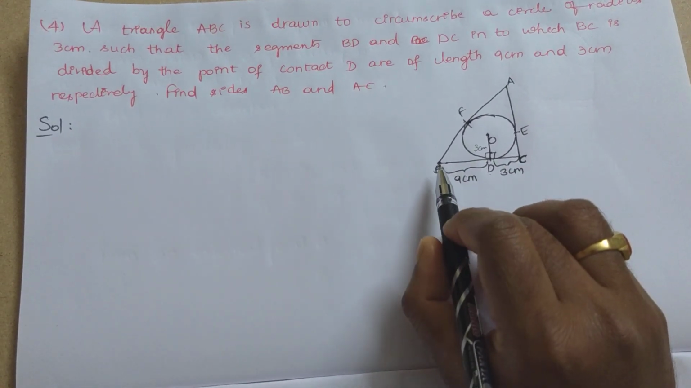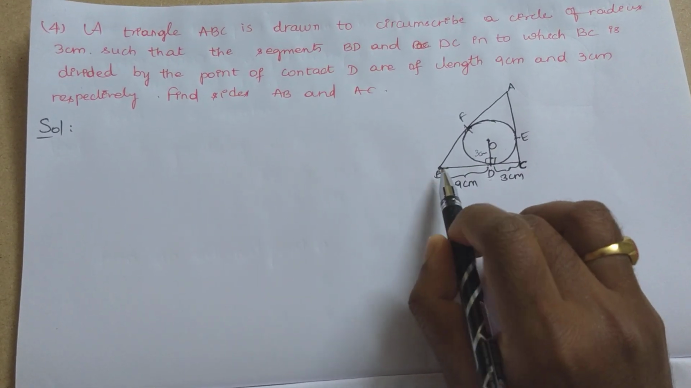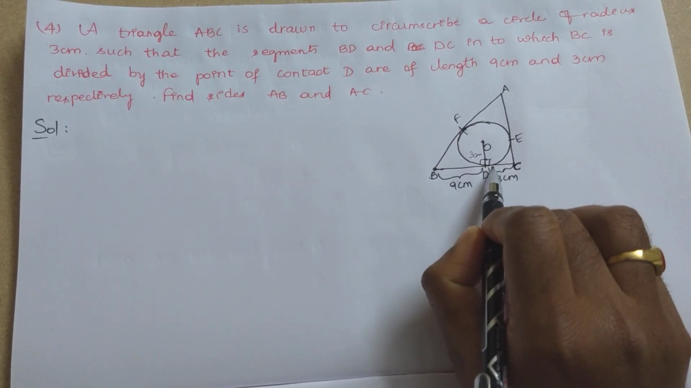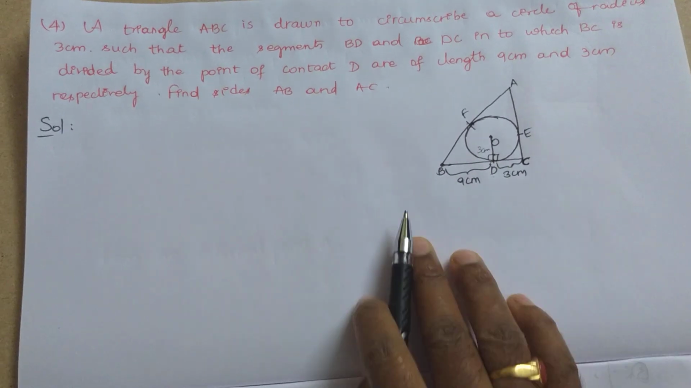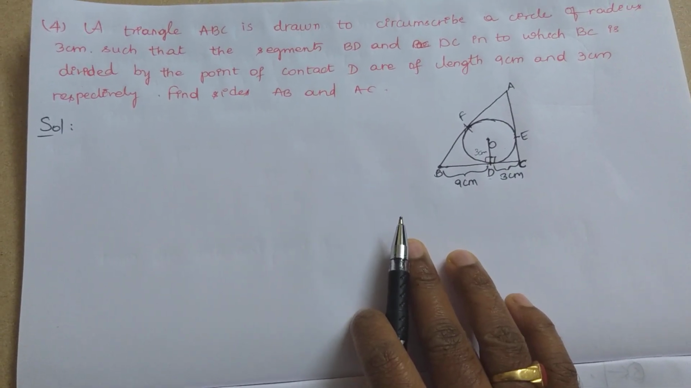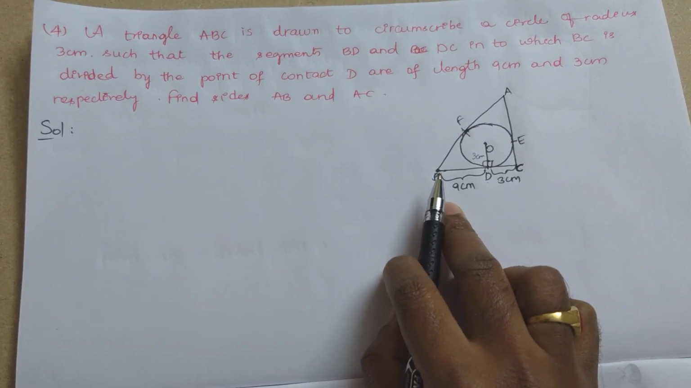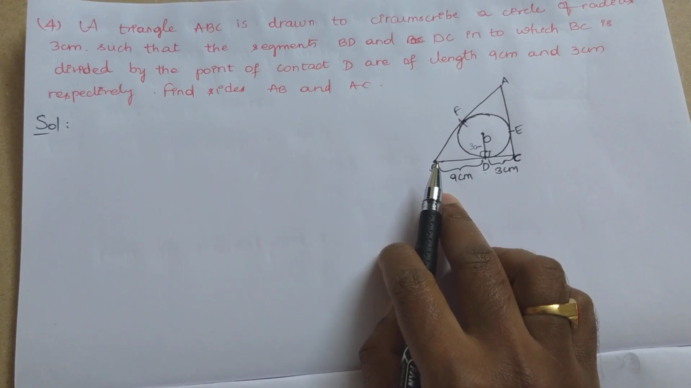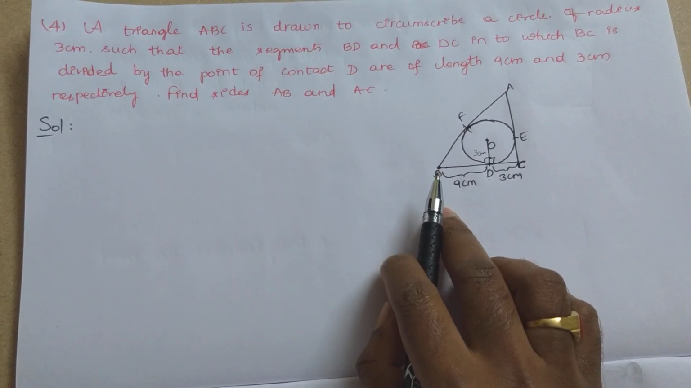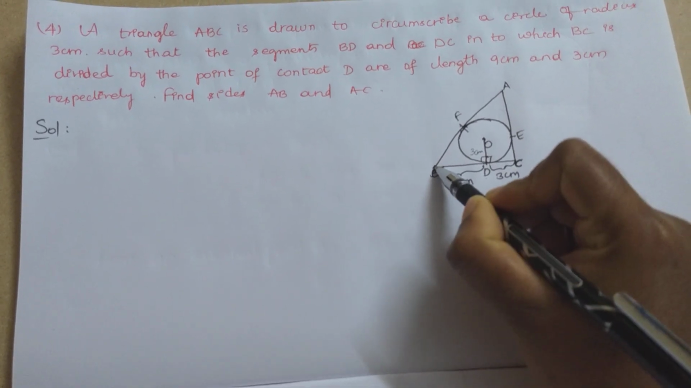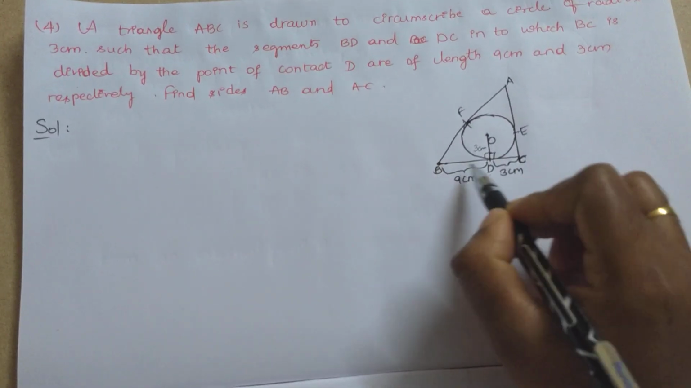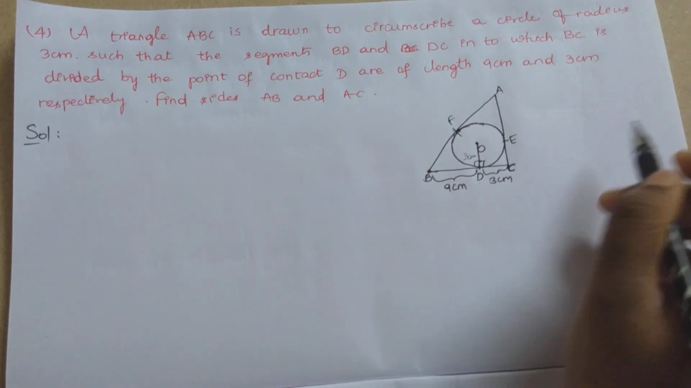When you see here, from the point B, two tangents are drawn. So recall theorem 9.2, what does it state? The length of the tangents drawn from an external point are equal. So the tangents drawn from the external point B, BD and BF, are equal.